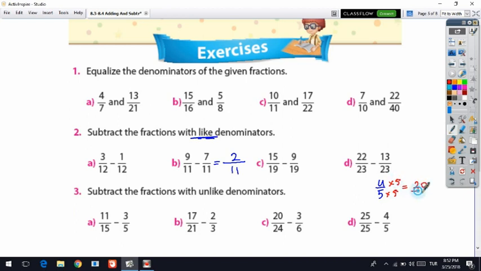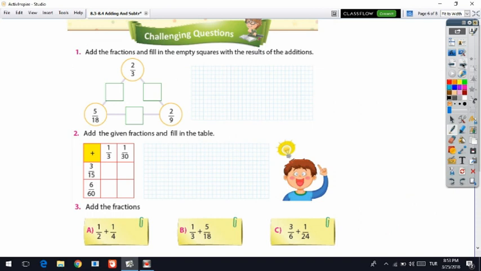Okay, 4 times 5 is equal to 20. 5 times 5 is equal to 25. Everybody, 20 over 25. So we cancel this one. We write 20 over 25. Okay, now it's possible to subtract. Why? Because they have the like denominator. 25 minus 20 is equal to 5. 25 doesn't change. The answer is 5 over 25. Okay, that's enough. Let's continue.